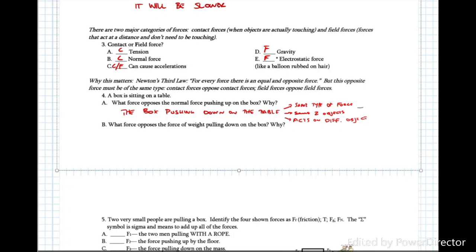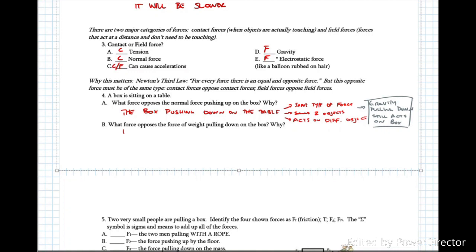So gravity pulling down here cannot be the reaction to the normal force pushing up on the box in the Newton's third law action-reaction vocabulary, because gravity would be pulling down on the same object. It still acts on the same object. And gravity is a different kind of force. For that reason, it's not the one that opposes the normal force in the Newton's third law way.